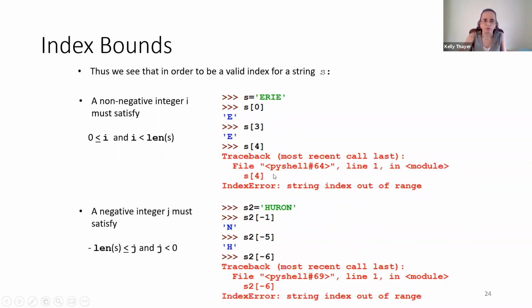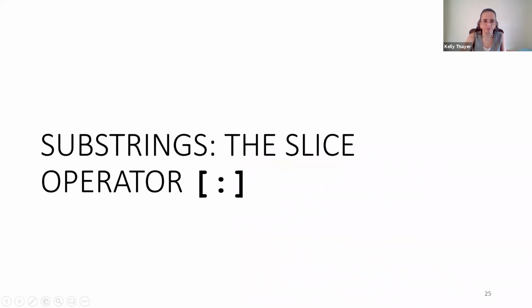So this is the range available for the positive i. A negative integer j must satisfy negative length of string is less than or equal to j, and j is less than 0. So for example, here is our string again, and we can have s of -1, -5, but you see that -6 is going to be outside of the bounds.